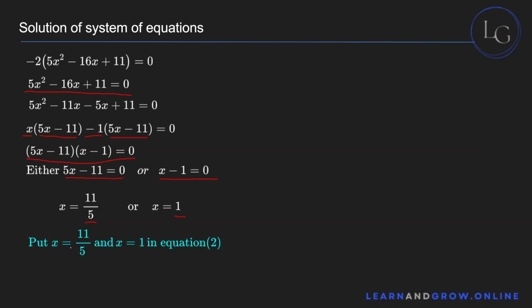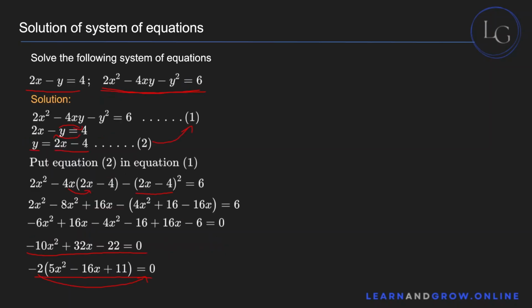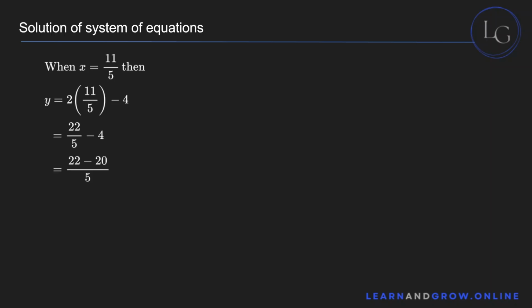Now, you have to put these values of x in equation 2. Just a reminder, this is equation 2: y is equal to 2x minus 4. Now, put x is equal to 11 over 5 in y is equal to 2x minus 4, and upon solving it, you'll get a value y is equal to 2 over 5. And then you basically have this solution set: when x is 11 over 5, y is 2 over 5.